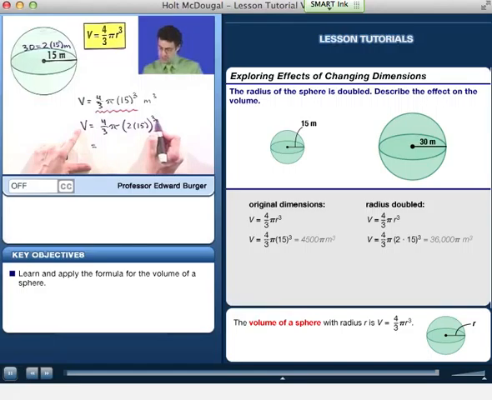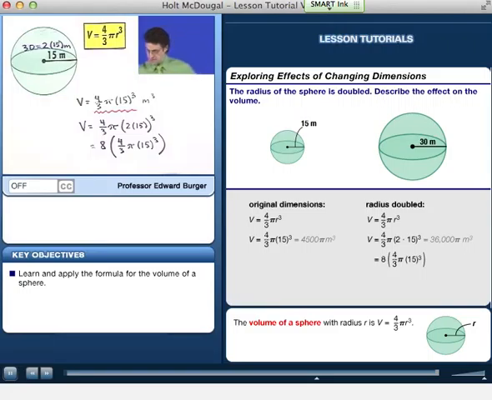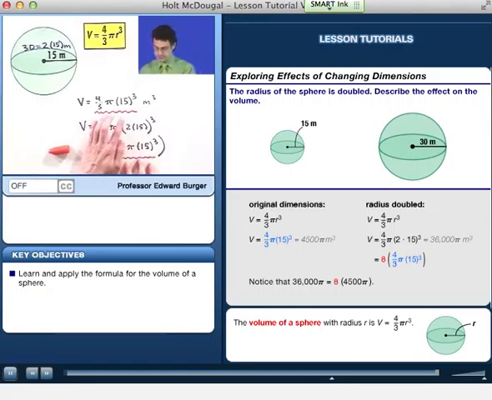Well, 2 cubed is 8, and 15 cubed is 15 cubed, and so I see 8 times the rest. And look at the rest. The rest is precisely the previous volume. Do you see that? And so to compute the new volume, we take the old volume and multiply by 8.